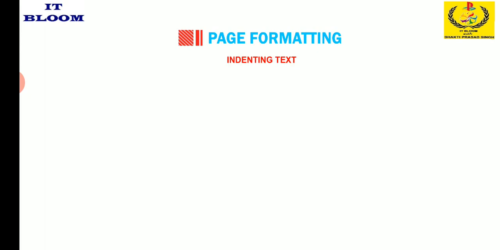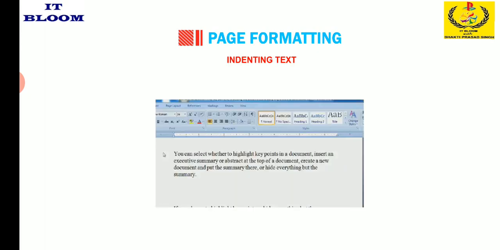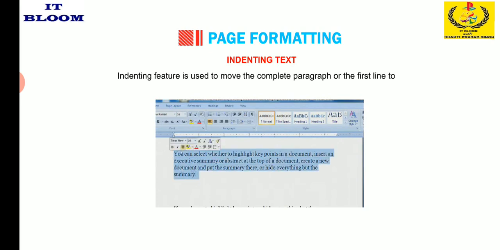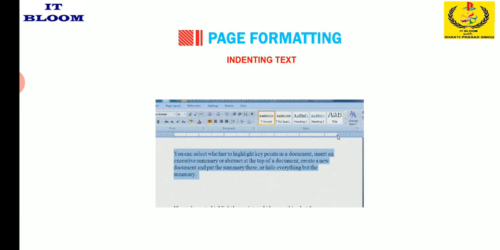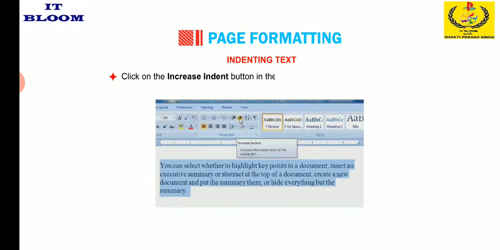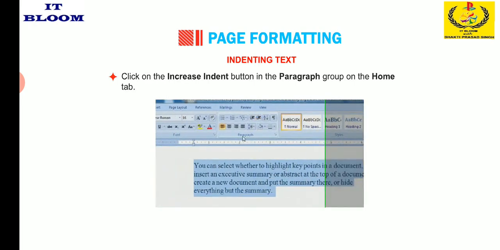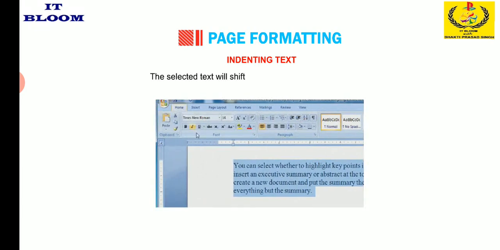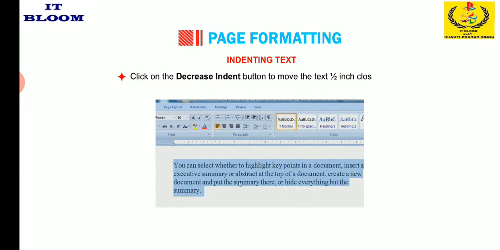Okay, let me now tell you about indenting text. Indenting feature is used to move the complete paragraph or the first line to a specific number of places from the left or right margin. Indenting basically draws the reader's attention. Select the text to be indented. Click on the Increase Indent button in the paragraph group on the Home tab. The selected text will shift ½ inch away from the left margin. Click on the Decrease Indent button to move the text ½ inch closer to the left margin.